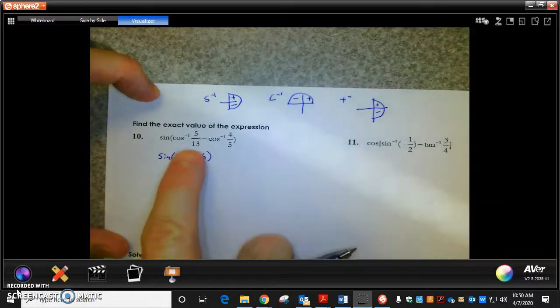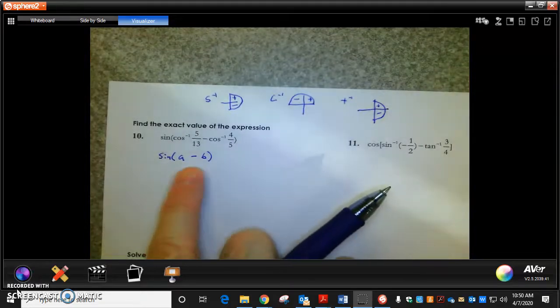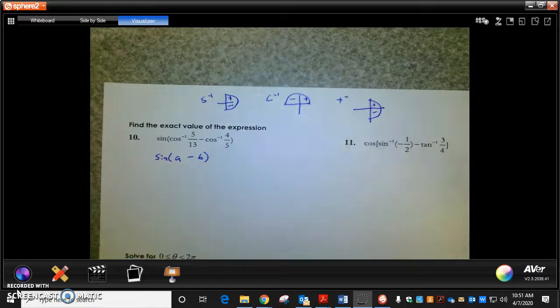So I'm going to draw two triangles, and then I'm going to do exactly what I did for numbers 4, 5, and 6. I'm going to use those two triangles to plug values into the formula for the sine of A minus B for this one.